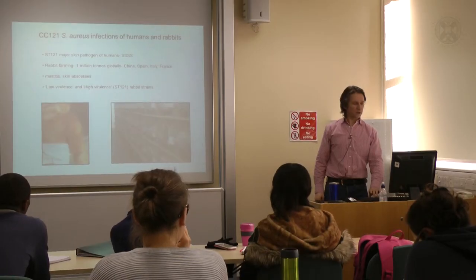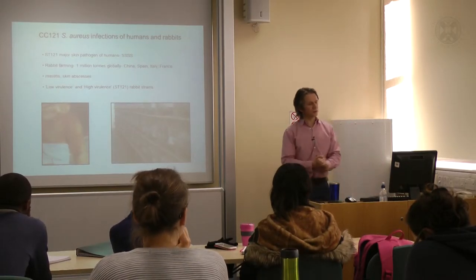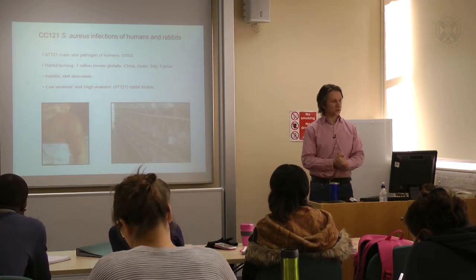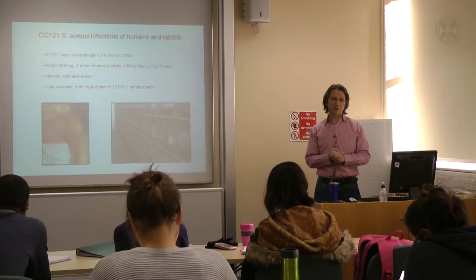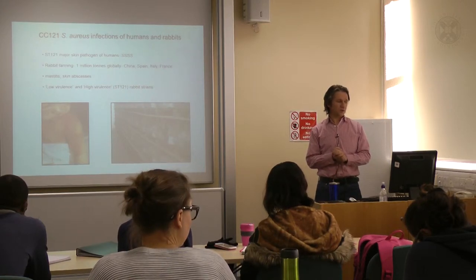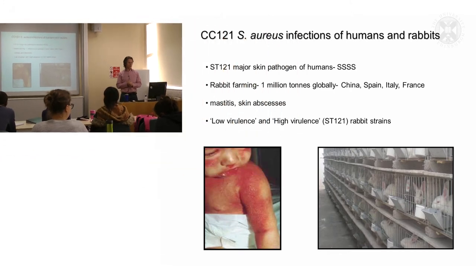Okay, and the last thing I think I really have time to tell you about is a study which we've just published, actually, on another clonal complex of Staph aureus, CC121, which is one of the major global causes of human infection, tends to be associated with skin and soft tissue infections in humans, such as staphylococcal scalded skin syndrome that you can see here affecting this infant, impetigo. They tend to have mobile genetic elements which encode for particular toxins known as exfoliative toxins, which result in these kind of nasty symptoms.